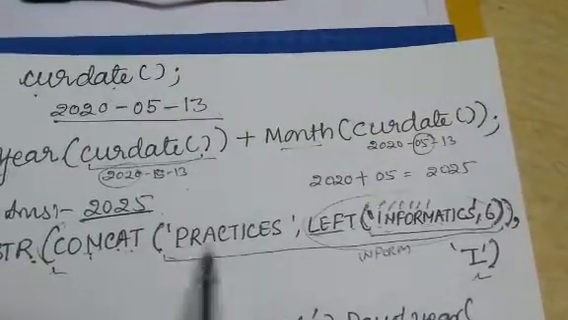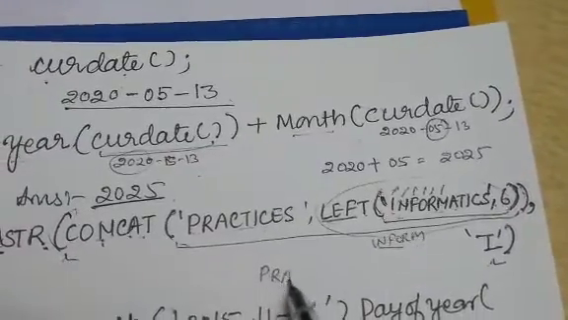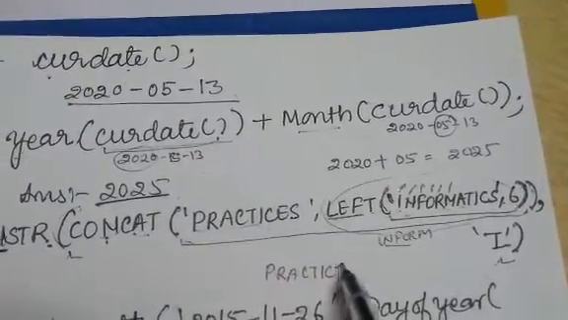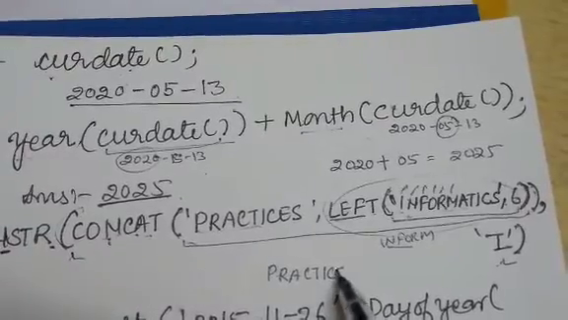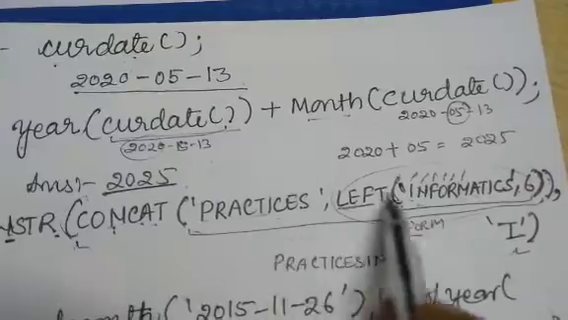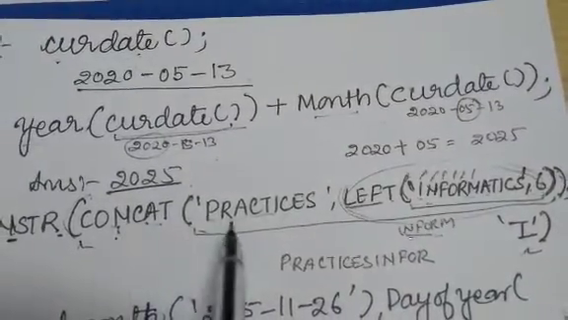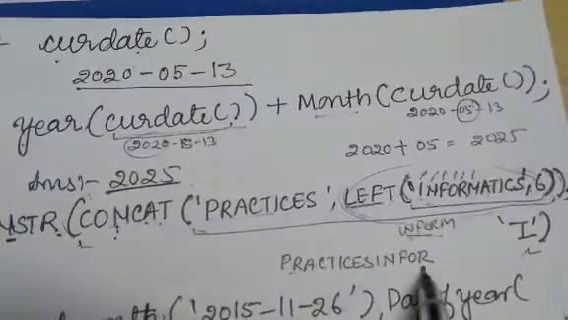Now concat practices, inform. So the string will become practices inform. Okay, this much answer is inform. Concat practices comma inform is practices inform.